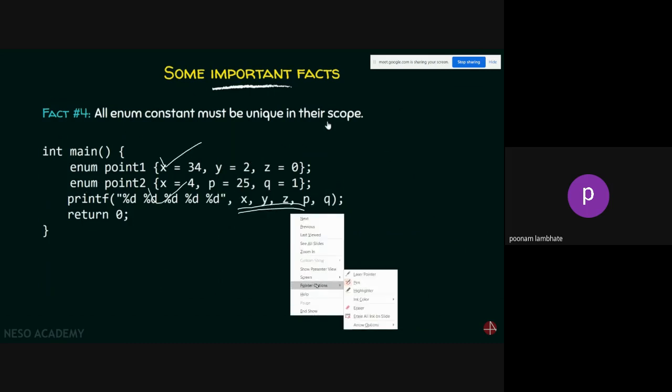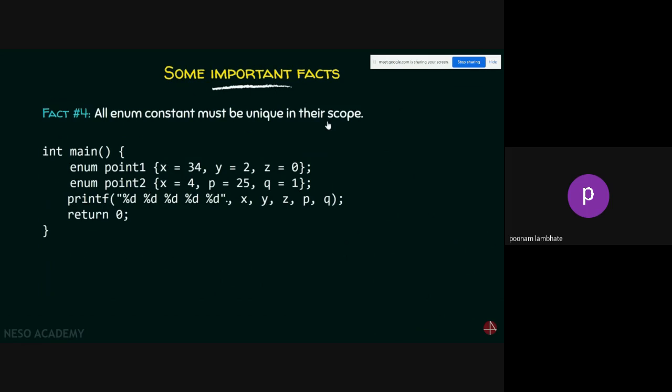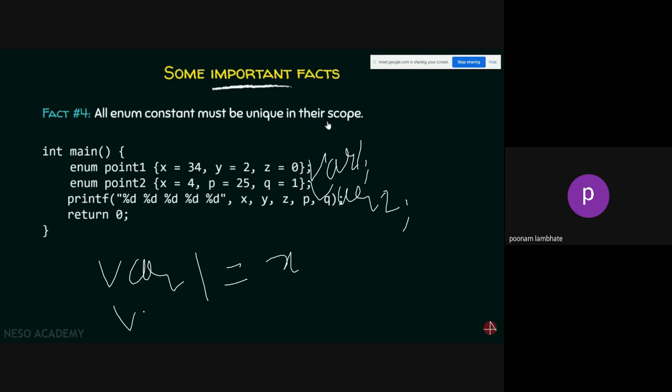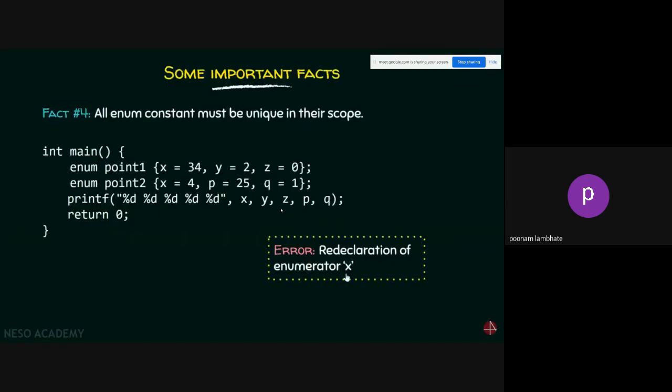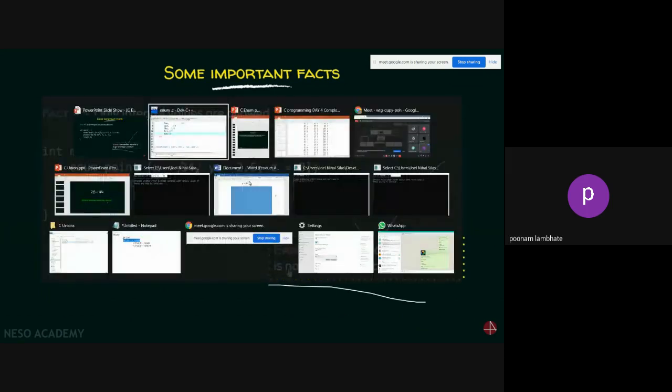For example, if I write over here var1 semicolon, it is a variable of enum 1. Then I have var2 semicolon, which is a type of enum 2. And then var1 equal to x is okay. var2 equal to x is okay. But directly it will give you an error. Right? So these are some facts and some applications of enum.